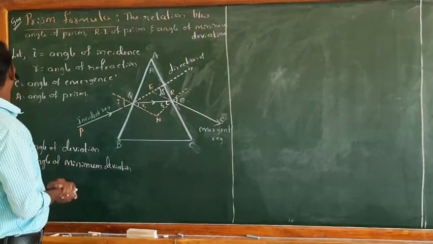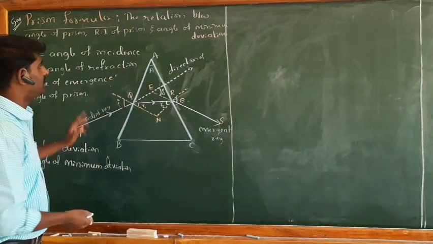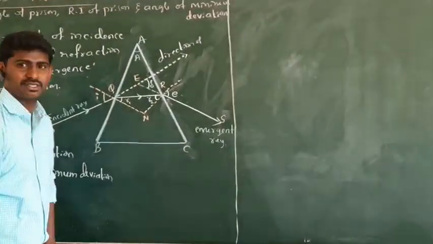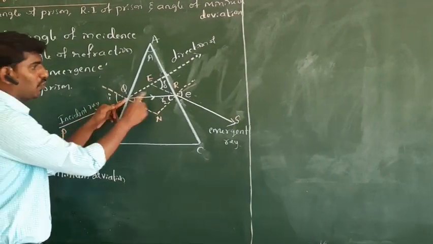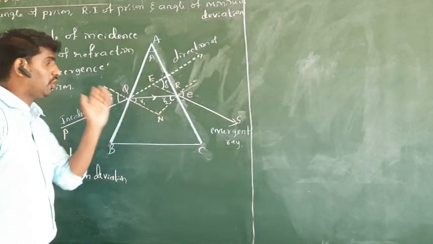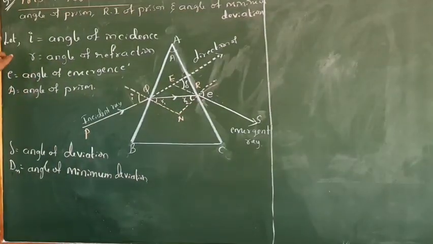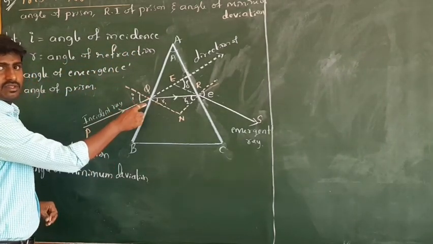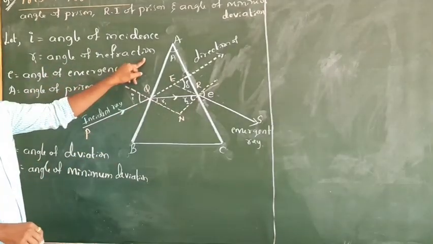Okay, so to begin the derivation, you should start with a diagram and explanation, and see the diagram. So ABC is a face of a prism. Okay, and PQ is incident ray, QR is refracted ray, RS is emergent ray. You may write this as an incident ray, refracted ray, and emergent ray in your explanation, or you directly start with let I be the angle of incidence. Where is the I? I is the angle of incidence, right? And R1 is the angle of refraction for first surface.